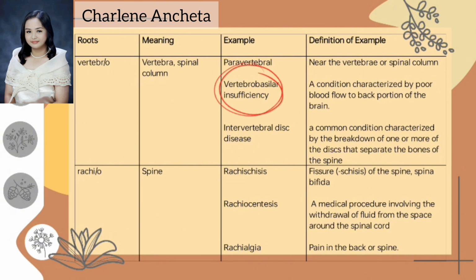Vertebrobasilar insufficiency. It is a condition characterized by poor blood flow to the back portion of the brain, which is fed by two vertebral arteries that join to become the basilar artery. Basilar means located at or near the base of a structure, especially the base of the skull. Blockage of these arteries occurs over time through a process called atherosclerosis, or the buildup of plaque.